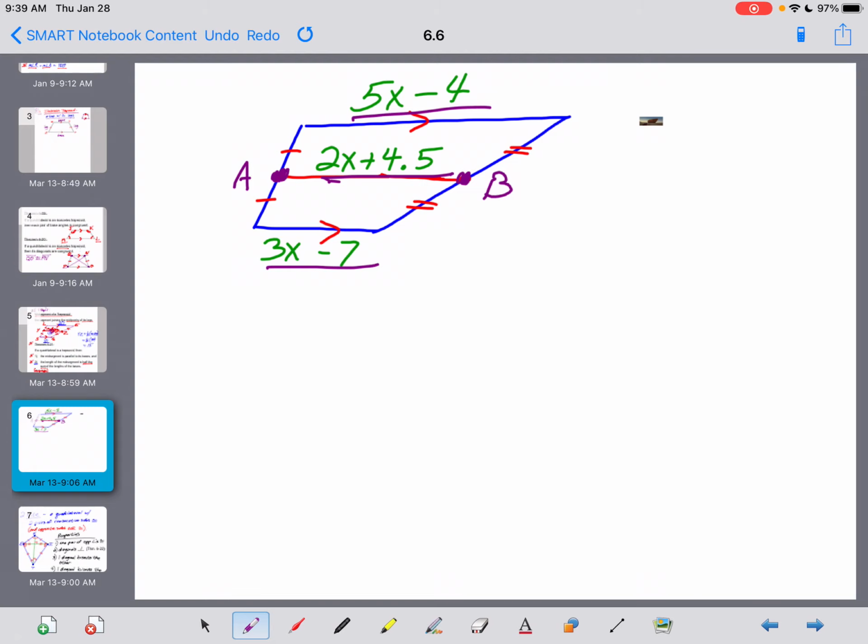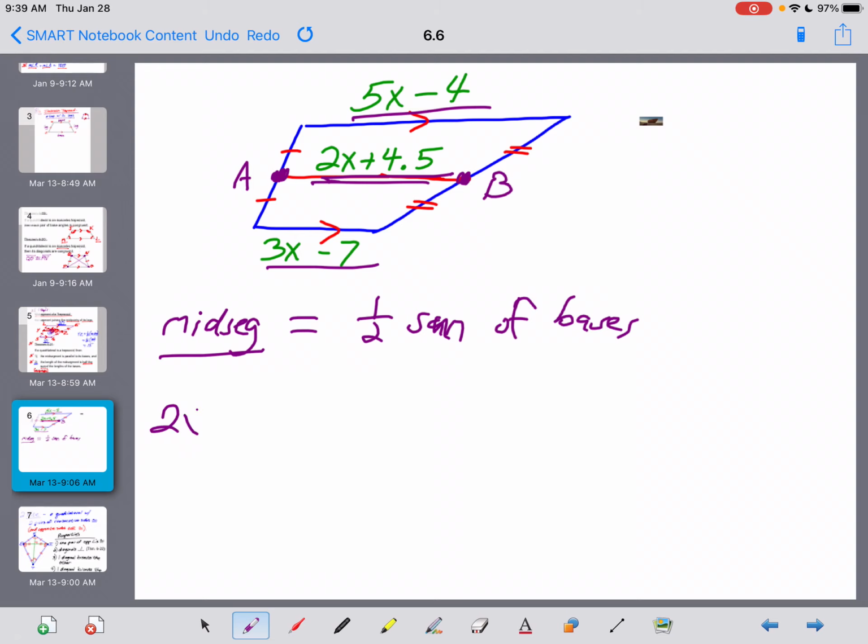In fact, I'm going to write that down in words. You guys won't normally do this, I don't think, but the length of your midsegment equals 1/2 the sum of the two bases. That's really ugly. All right, let's fill in what we know. How long is our midsegment? That's this piece right here, 2x plus 4.5.